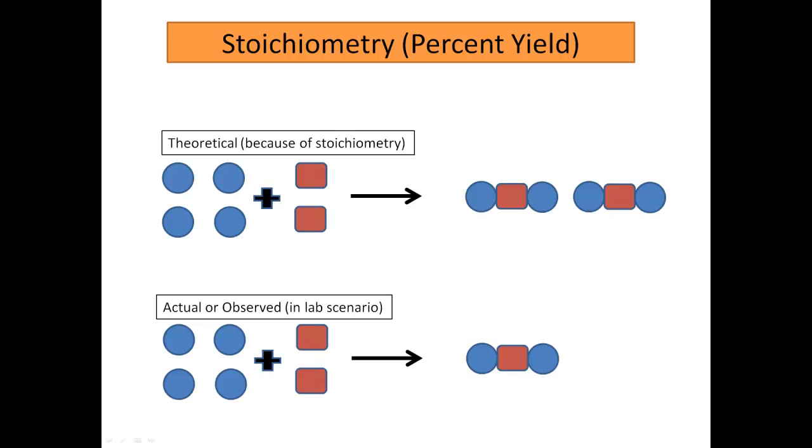Here's a very simple example of percent yield. Imagine we had a theoretical yield because of stoichiometry, where we had 4 blue circles adding to 2 red squares, and they make 2 molecules of each having 2 blue circles and 1 red square. You can see stoichiometrically everything should be used and it should be perfect. But in the actual part, or the observed part in the lab, we only produced one of those molecules. You see, we only produced 50% of what we should have produced theoretically. That would give us a 50% yield.